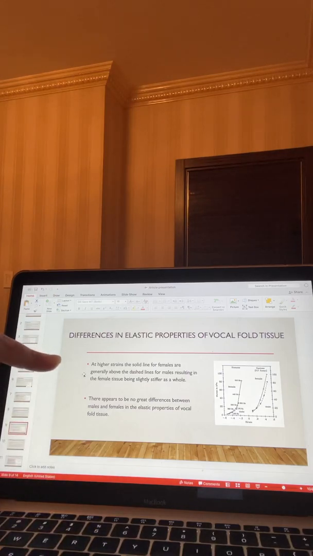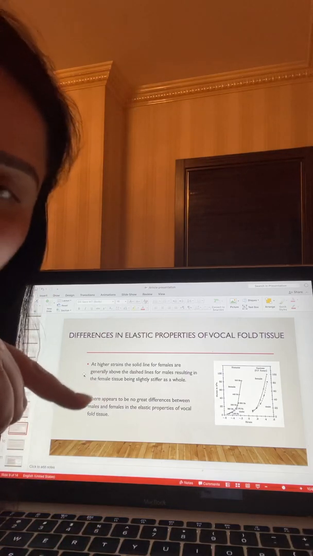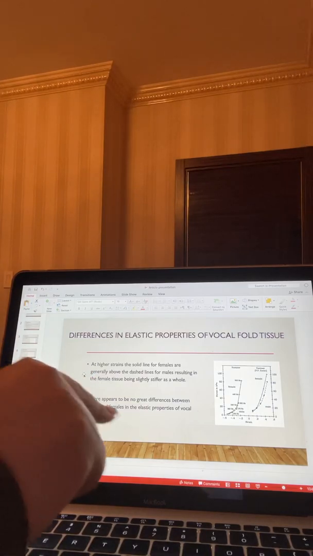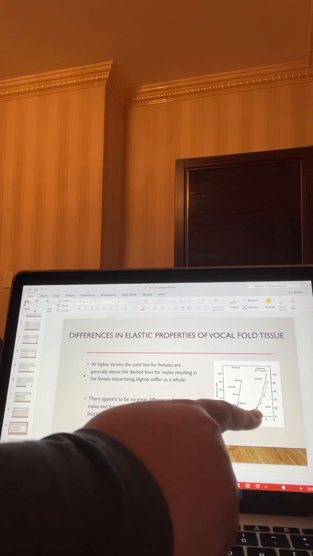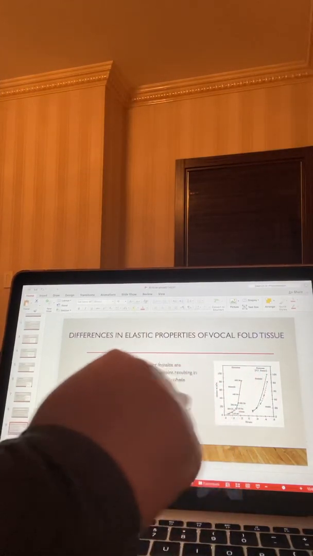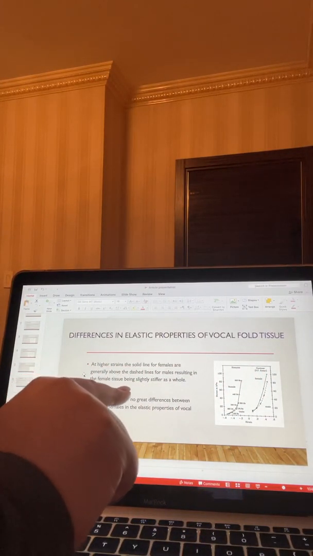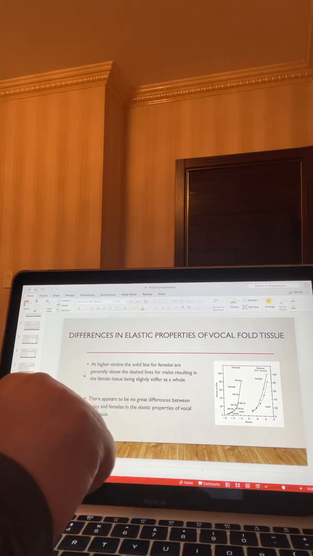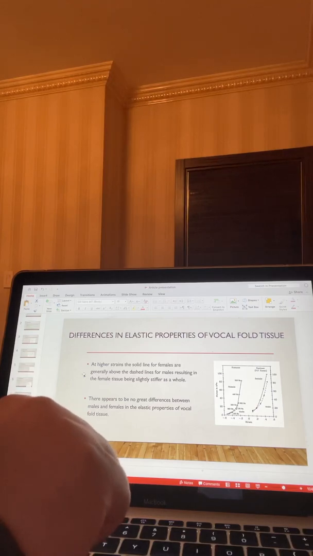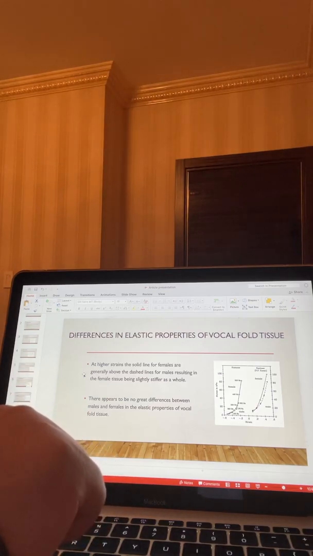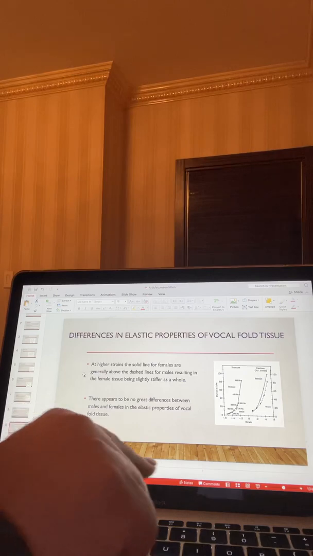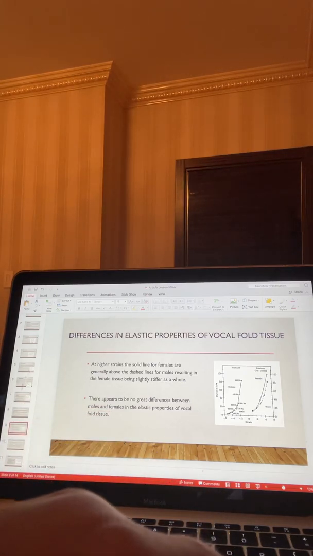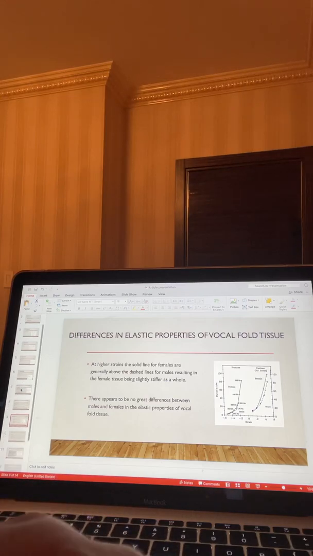Now we're going to talk about the differences in elastic properties of vocal fold tissue. At higher strains, the solid line for females, which shows right here, are generally above the dashed lines for males, resulting in the female tissue being slightly stiffer as a whole. But there appears to be no great differences between males and females in the elastic properties of the vocal fold tissue. So there aren't any significant differences in the elastic properties of vocal fold tissue.